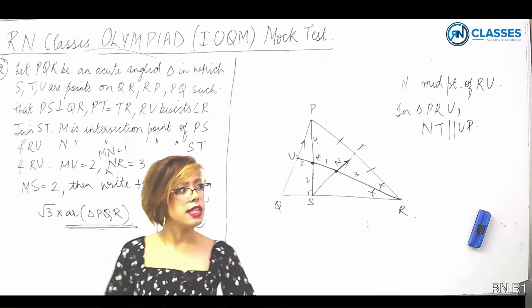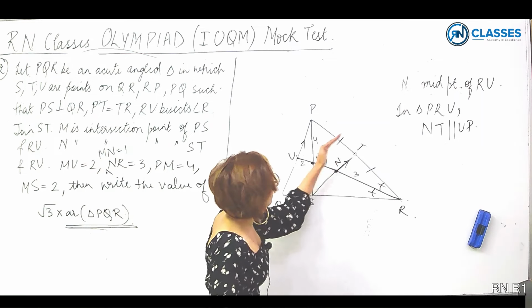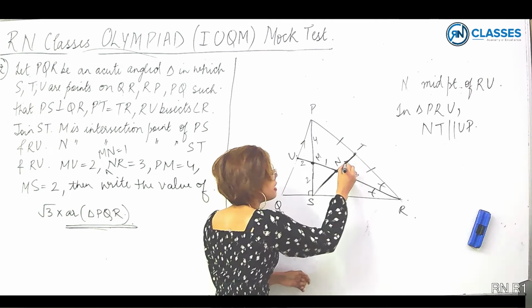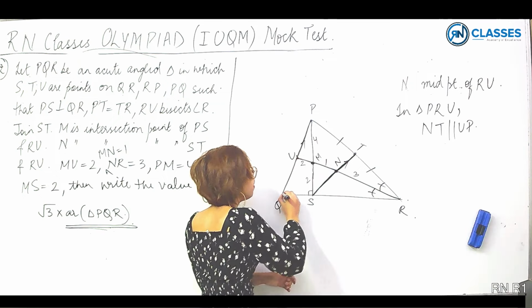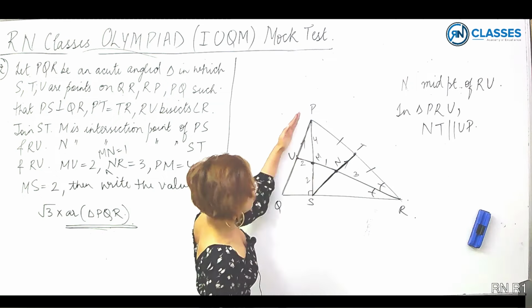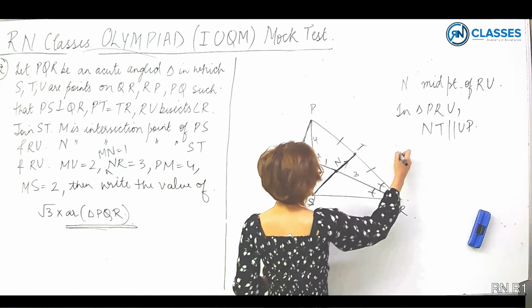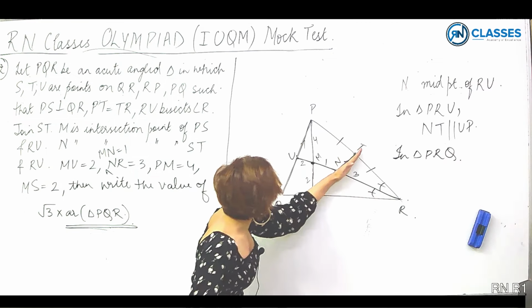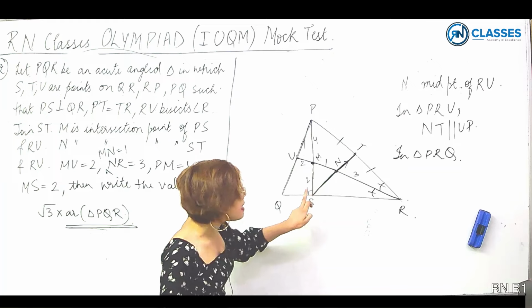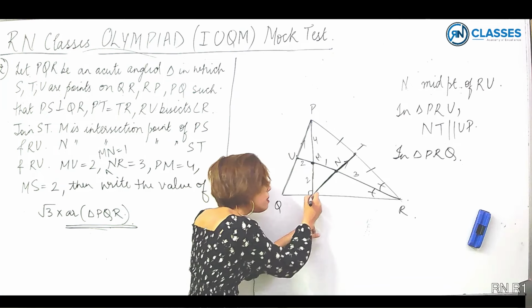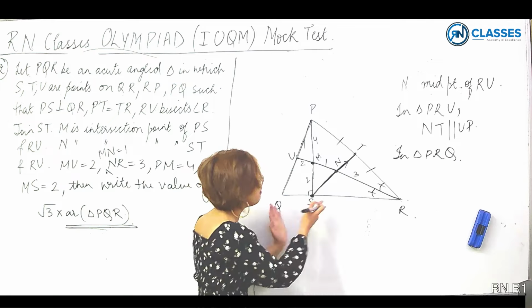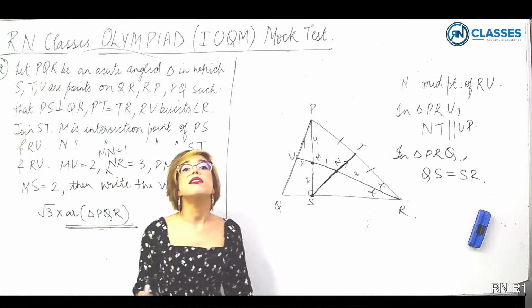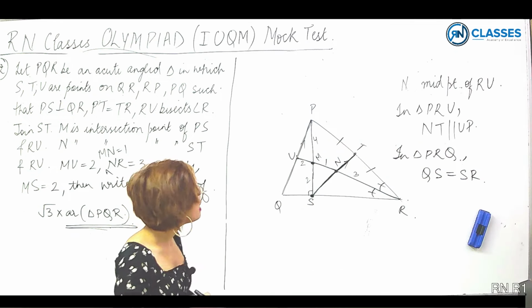Now this is a very key inference. Now this is parallel to this. Now NT, if I extend this line, is nothing but an extension of NT. So that means this line is parallel to this line. Now if this is parallel to this, come to the bigger triangle PRQ. In triangle PRQ, T is the midpoint and this is the line parallel to this side. That means it will bisect the third side. That means S has to be the midpoint, and QS will be equal to SR. This is the converse of the midpoint theorem.